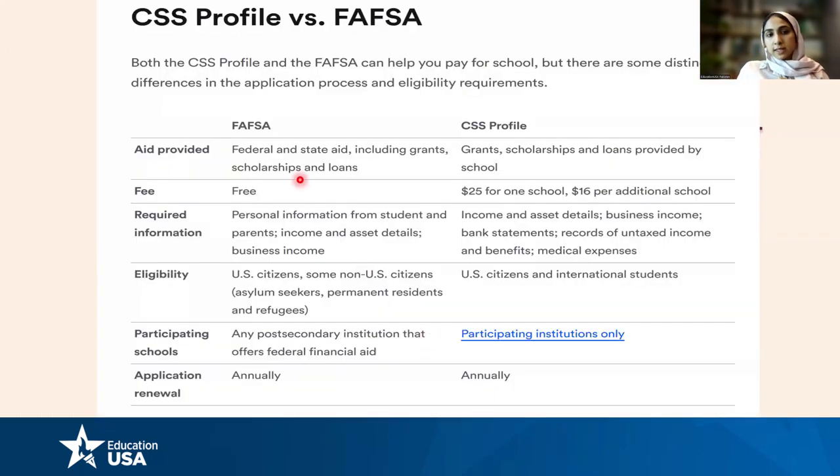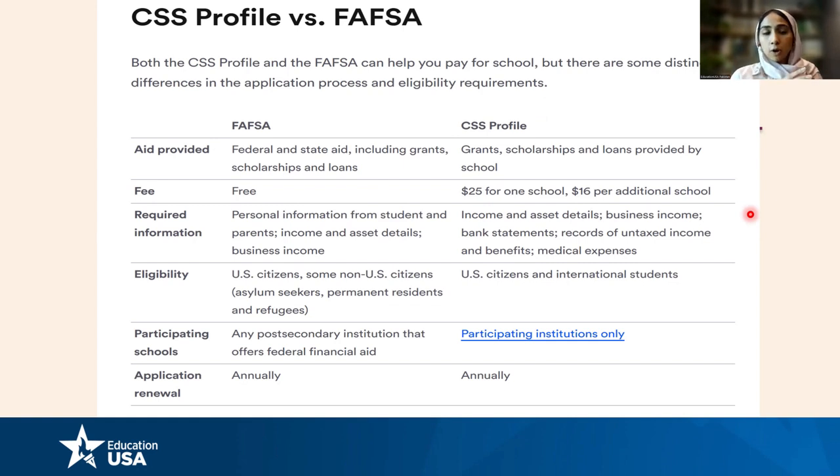When we're talking about FAFSA and the CSS profile side by side, let's compare both of them. FAFSA is specifically catered towards US nationals, individuals who have the US passport and a social security number. If you are a US national, you can also apply for the CSS profile. But the CSS profile is also catered towards international students as well. One of the main differences between these two is that FAFSA is free, and for the CSS profile, you do have to pay money, which is $25 for one school, and then $60 per additional school.